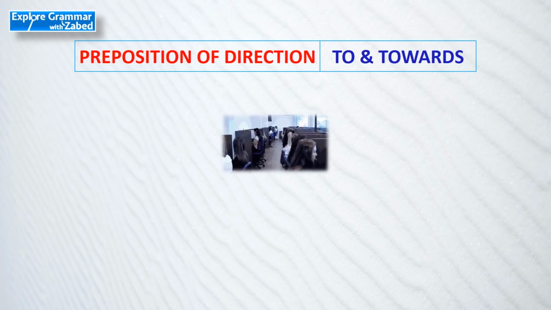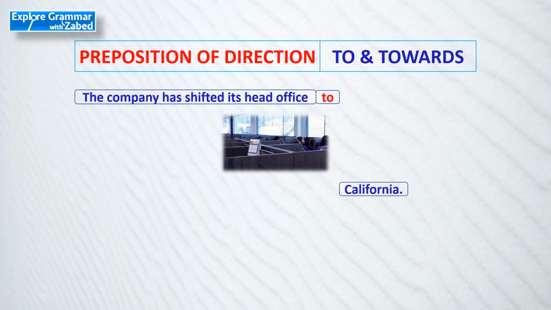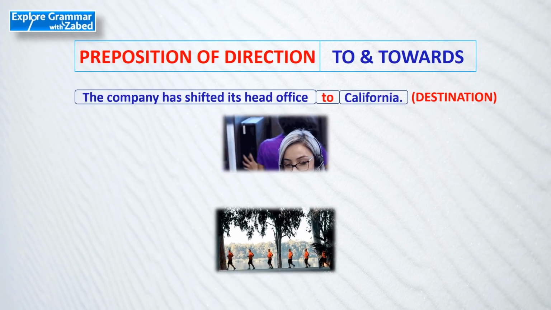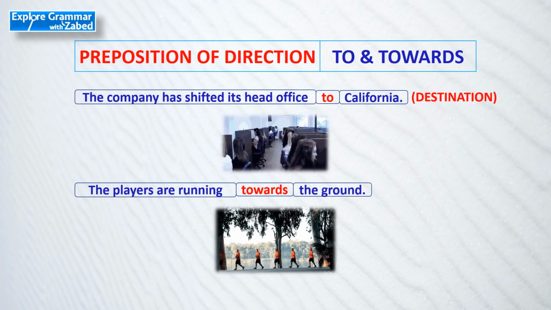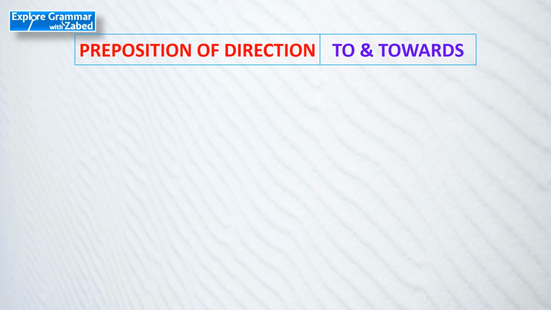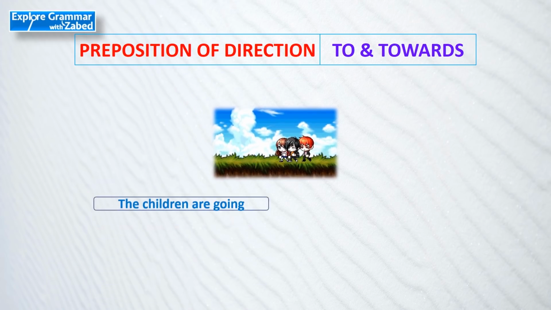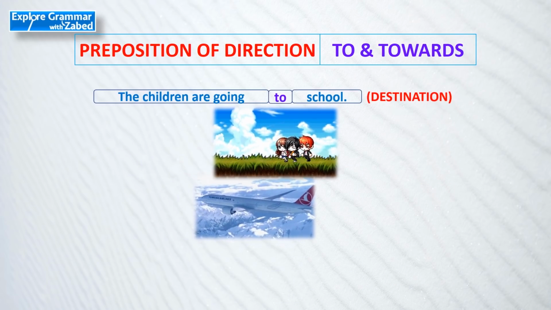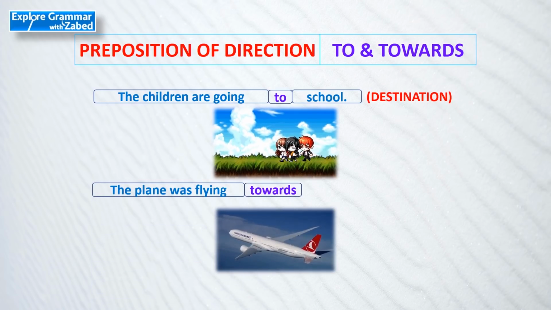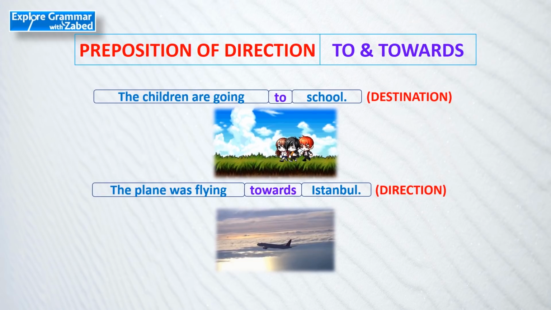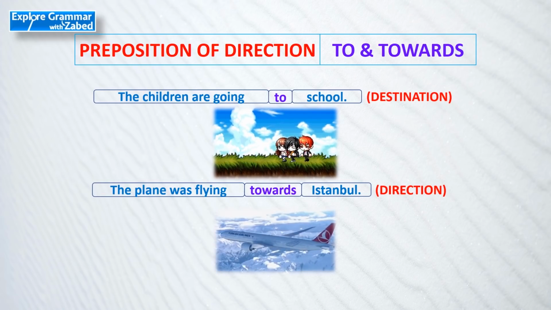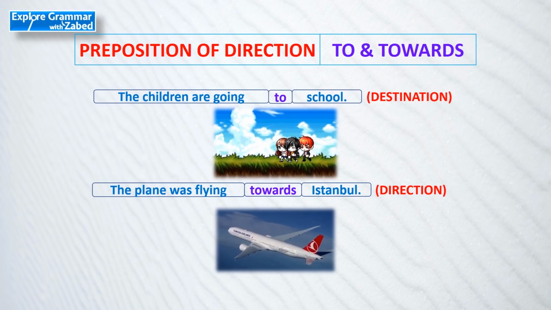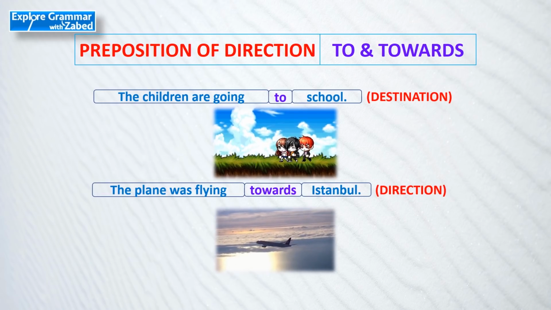The company has shifted its head office to California. The players are running towards the ground. The children are going to school. The plane was flying towards Istanbul. In the first and the third sentence, we are talking about the destination, and in the second and fourth, we are talking about the direction.